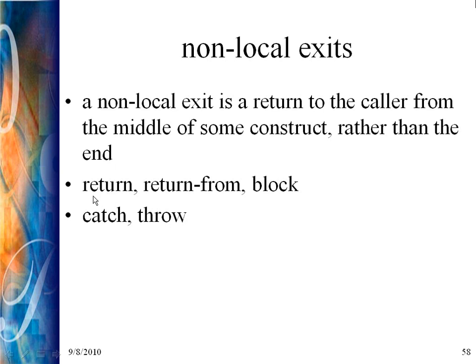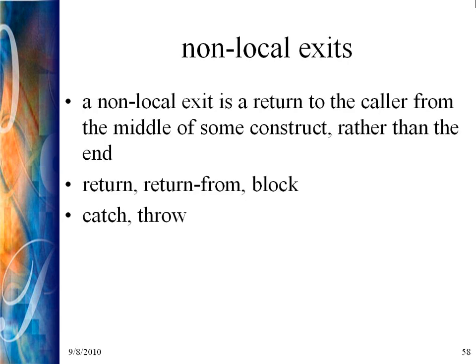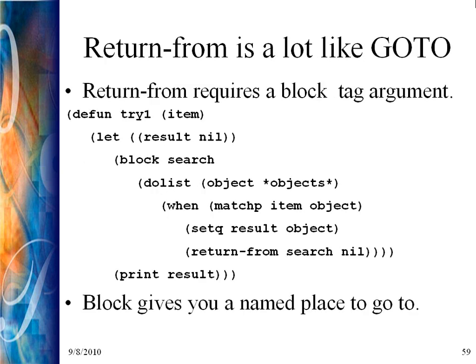The operators that apply to this are return, which we've already run into in the loop construct, and we'll see it again here. Return from and block, which sets up a named context which you can return from, and also catch and throw, which are basically go-to constructs. Well, they're all basically go-to constructs, as this next slide points out.